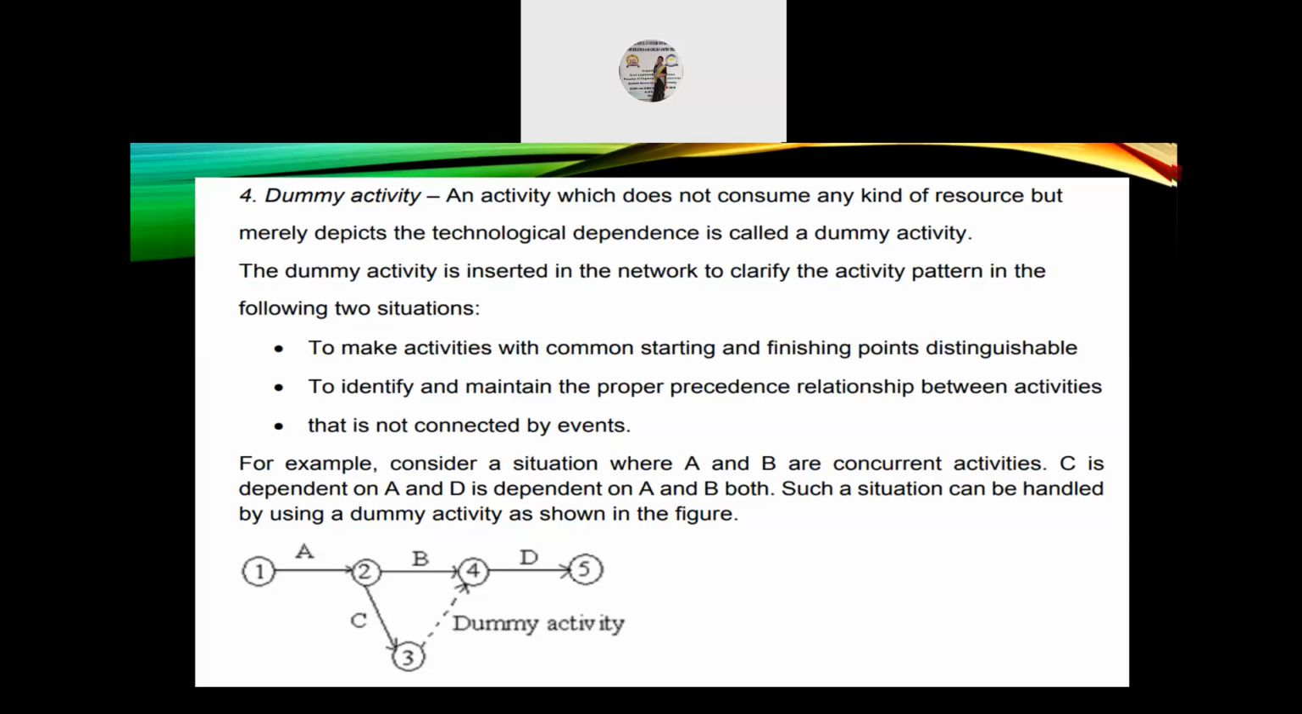For example, consider a situation, and look at the figure also when I say it. Consider a situation where A and B are concurrent activities. C is dependent on A, and D is dependent on A and B both. Such a situation can be handled by using a dummy activity as shown in the figure.